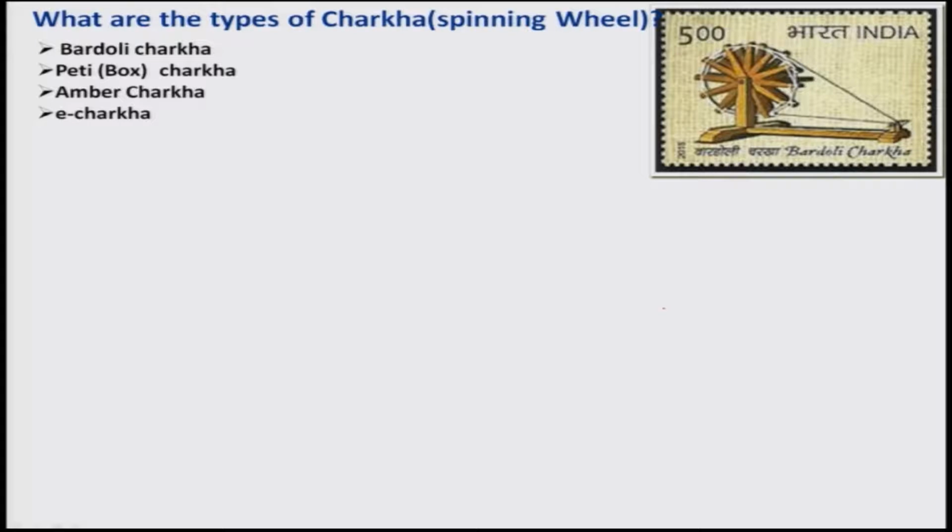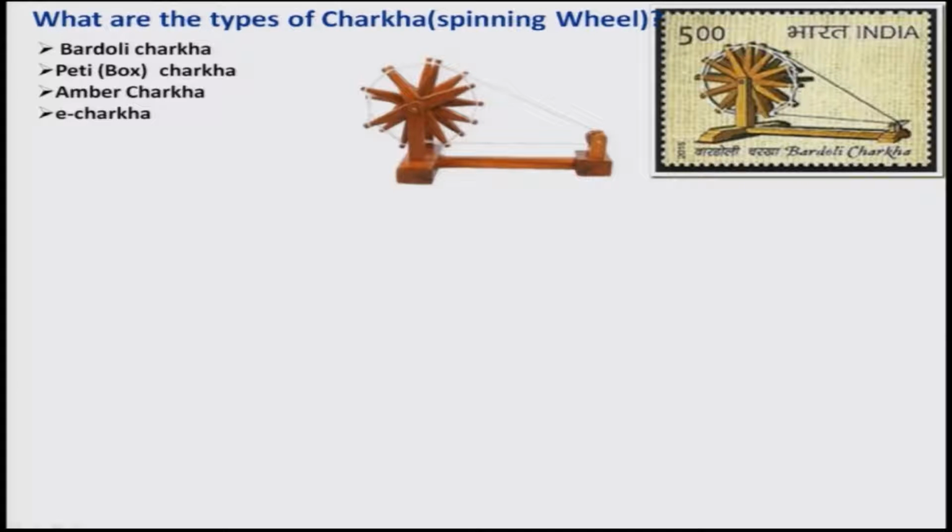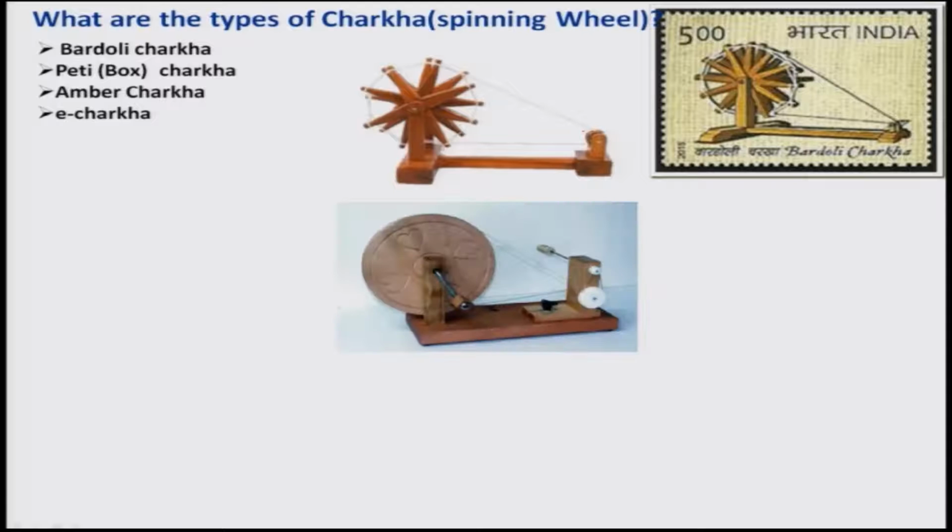Let us now look at the types of charkhas or spinning wheels. I have noted down four, but there might be several others also. One is the Bardoli charkha, and this charkha which I have shown is again a stamp. This is the actual model one can think of. It acts like a pulley system, with a bigger pulley and smaller pulleys. There is also an improved version with more pulleys placed here so that you can improve its performance.